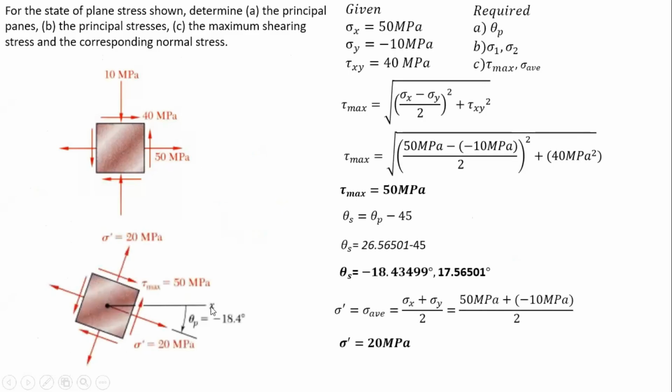So this will be our final diagram for the maximum shear stress. As we said, the maximum shear stress acts on the plane where the average stress is. Since our average is positive, both are tensile. And our theta here is negative 18.43 degrees. This should be theta s, just a correction.